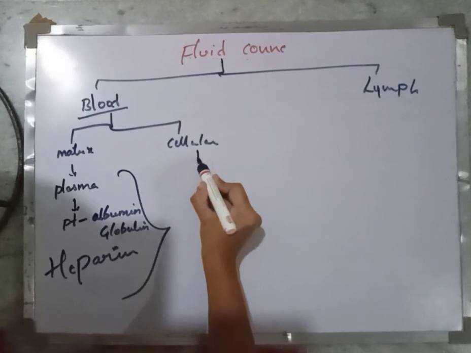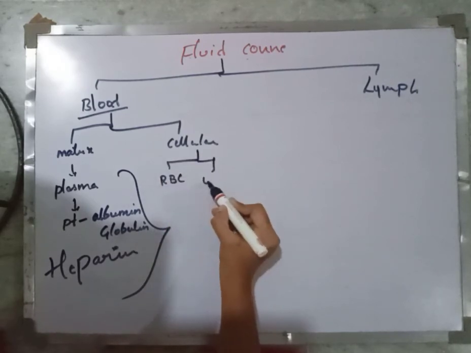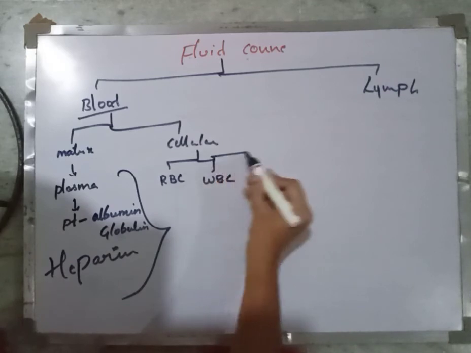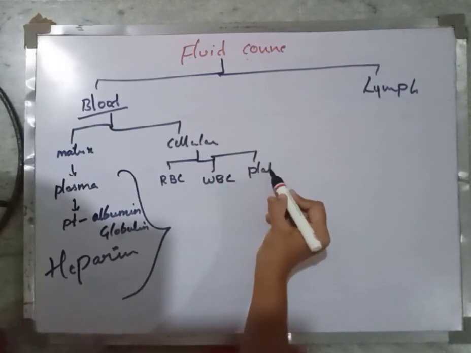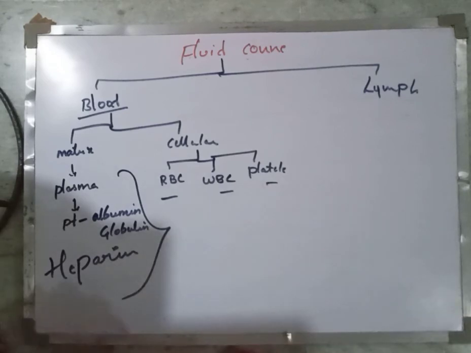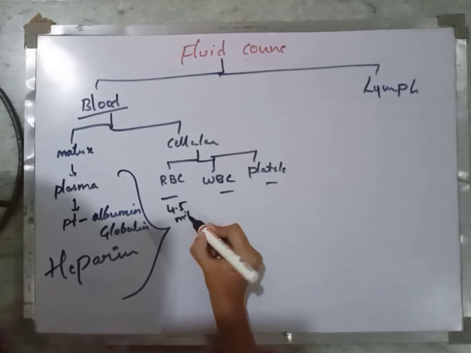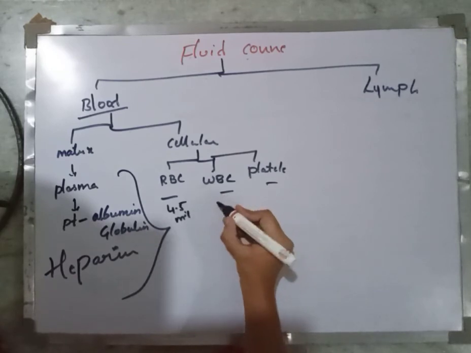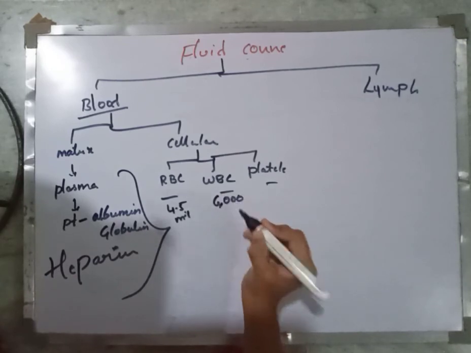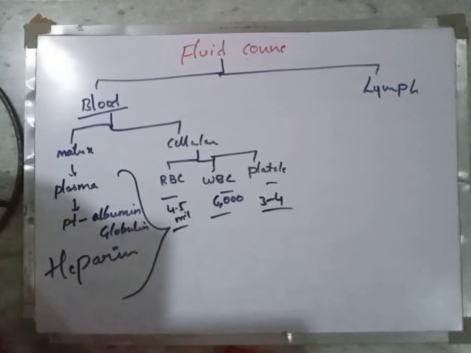And the cellular part includes RBC or erythrocytes, WBC or leukocytes, and the platelets, otherwise called thrombocytes. So RBC, WBC and the platelets. The normal range is 4.5 million per ml for RBC, whereas WBC is 6,000 to 7,000 and the platelets are 3 to 4 lakhs. So this is the range of RBC, WBC and platelets.